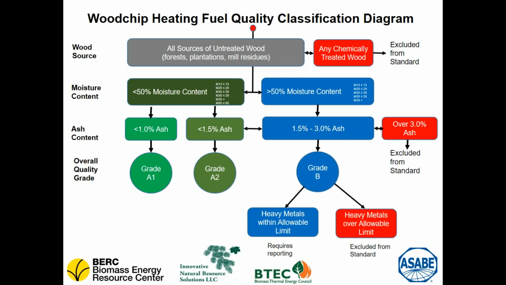One thing to also note is that the flow chart here excludes the particle size step in the process that would come after wood source and before moisture content, but it was excluded just because particle size has all the sub classifications but doesn't impact the overall grade like moisture and ash content do. So hopefully this gives you a landscape level view of how the various fuel quality parameters impact the overall grading of the A1, A2, and grade B classifications.